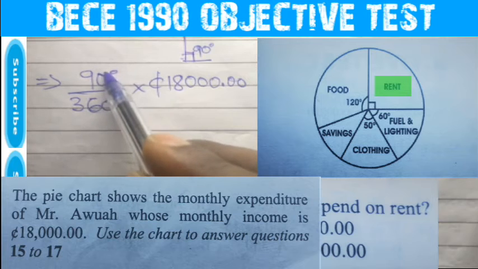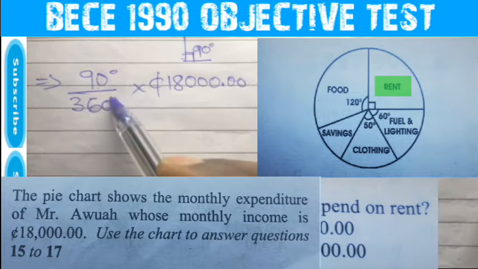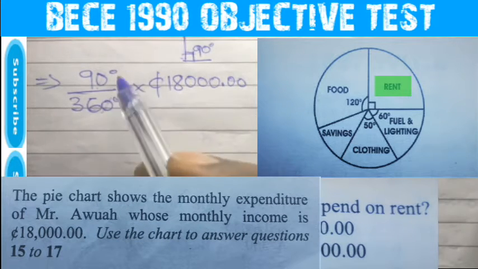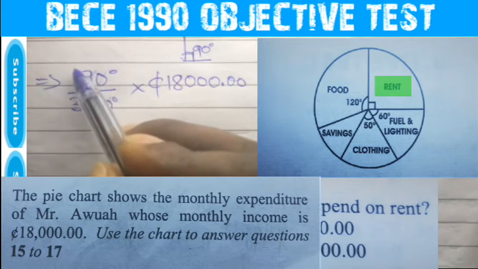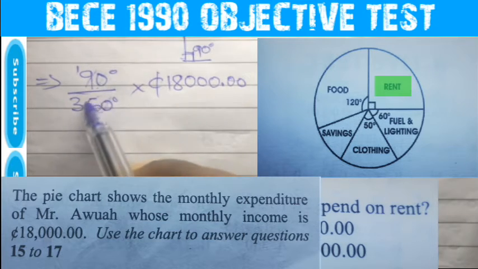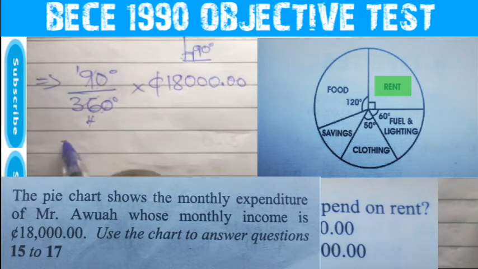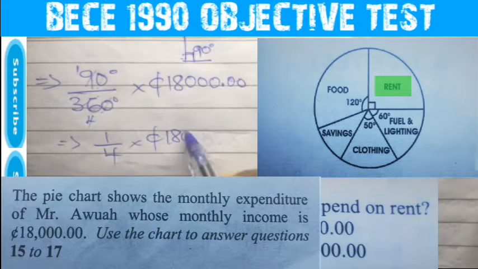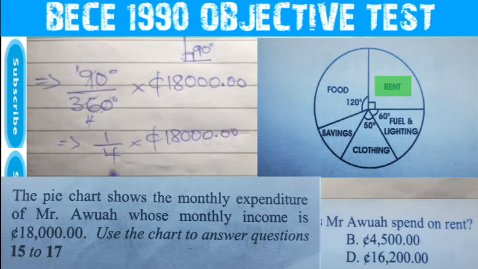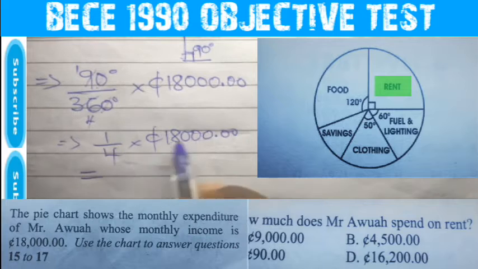Divide here by 10, this 0 is gone. Divide here by 10, this 0 is gone. Divide here by 9, you have 1. 9 will divide 36 4 times. So now you have 1 out of 4 times 18,000 cedis, and this will be equal to 1 multiplied by 18,000 cedis.